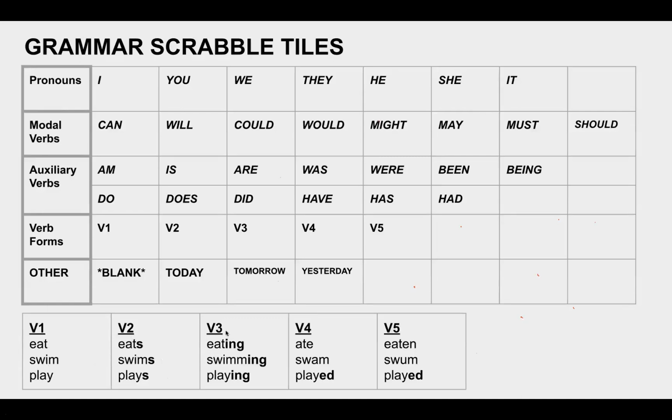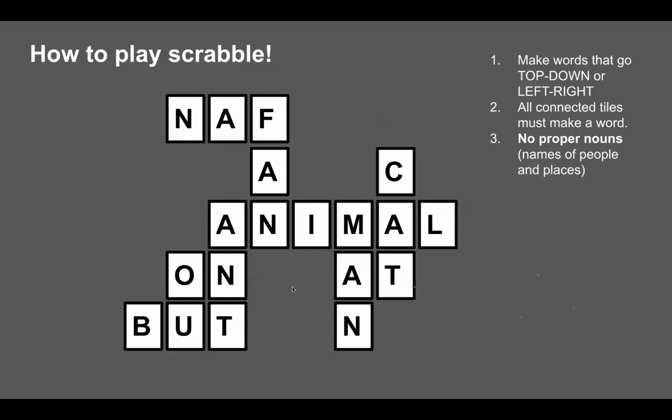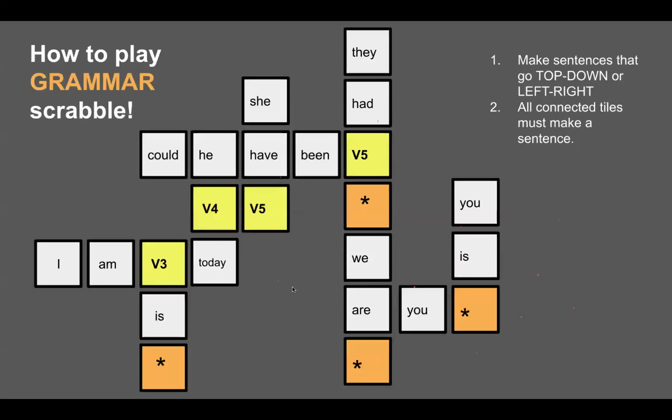We have V3, and we call that the gerund, or we call that the present participle, and that's with ing. And then we have V4, which is the past simple, like ate, swam, played. And then we have V5, which is the past participle, like eaten or swum or played. And if we are speaking very fluent English, if we're very good readers of English, we should know all of our irregular verbs like ate, eaten, things like that.